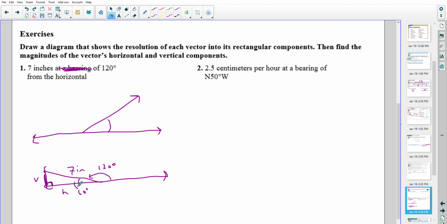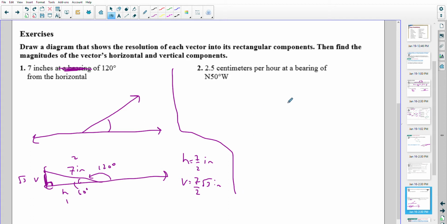If you didn't have a 30, 60, 90, you would use SOHCAHTOA. But you do, and so I'm going to remember across from the 30 is 1, this is square root of 3, and 2. So that means that the horizontal is going to be 7 divided by 2, and the vertical is going to be 7 over 2 times radical 3. And I'm talking about inches here. And those would be the magnitudes of the vectors, or lengths of the vectors.